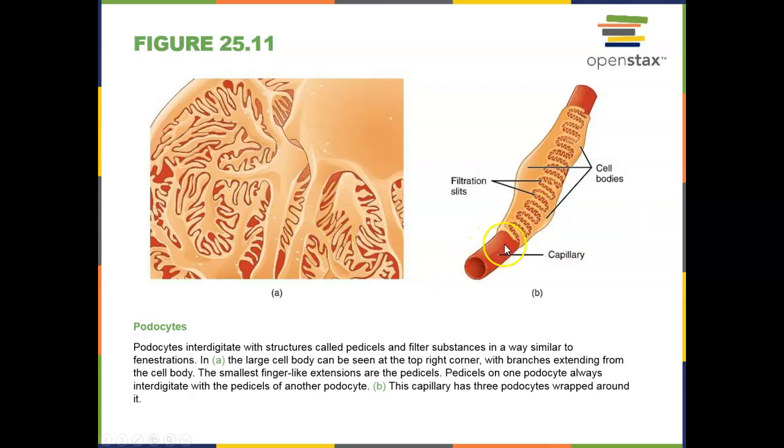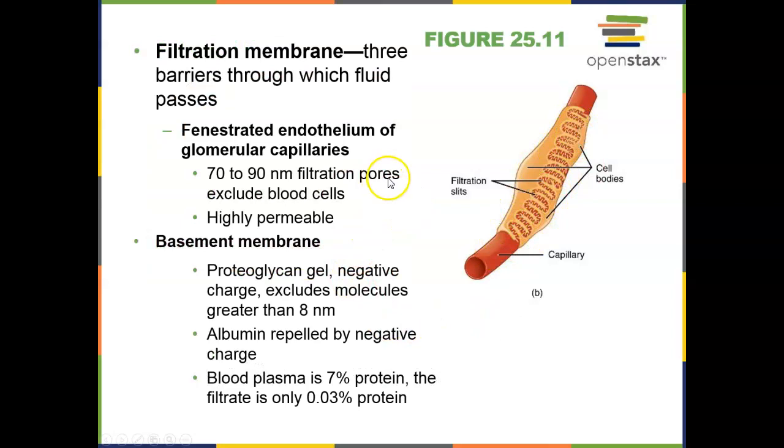So this is the capillary, and then you can see right here we have these things called podocytes, and then off the podocytes are these little tiny foot-like projections called pedicels. These protect and keep materials from leaving the capillaries. So the fenestrated capillaries only allow materials that are smaller than 70 to 90 nanometers. So blood cells can't move through, but a lot of other materials can.